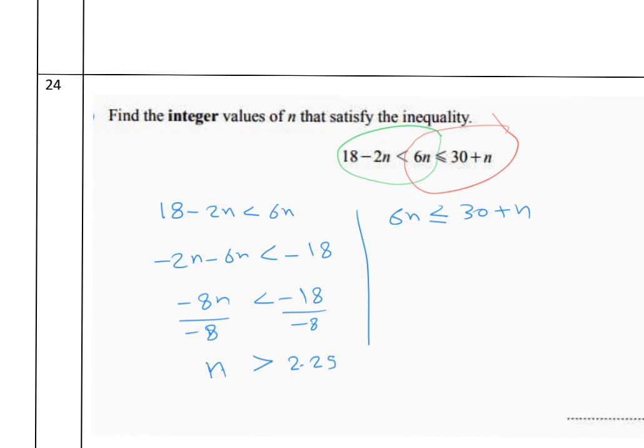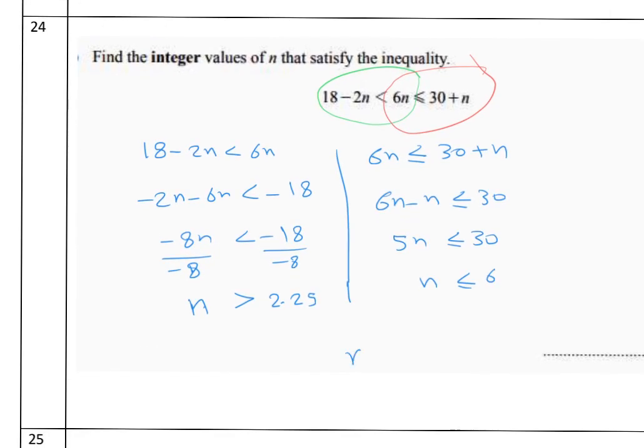The second one, n goes to the other side, so 6n minus n less than or equal to 30. So 5n less than or equal to 30. So n less than or equal to 6. Okay. Now we know that n is less than or equal to 6 and n is more than 2.25. So the common solution between them, write n at the middle: n more than 2.25 and less than or equal to 6.